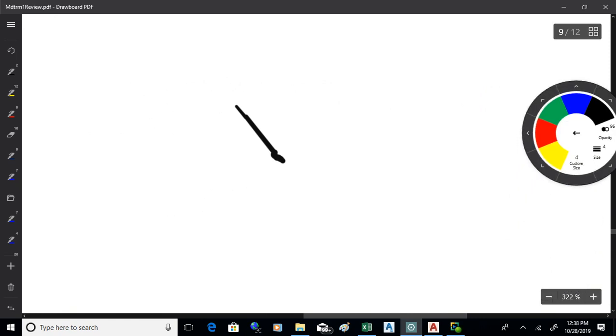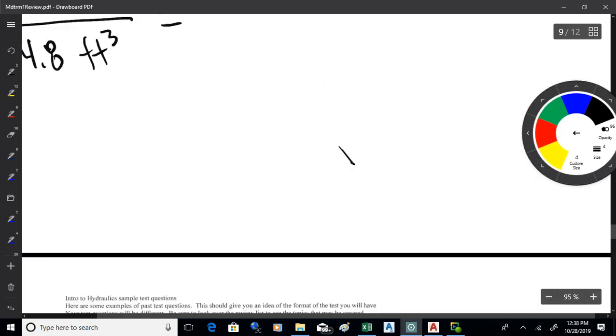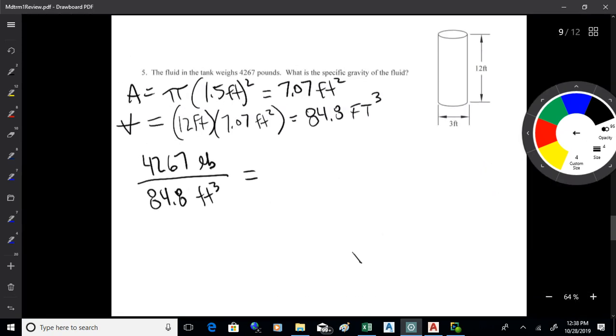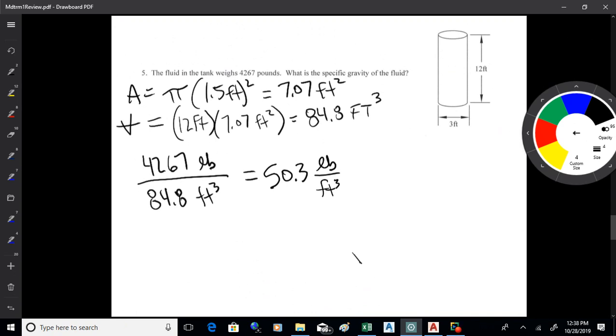Sorry about that. There we go. So that's 50.3 pounds per cubic foot. So that's the density of this fluid. What's that? It is, yeah, we got one more step.